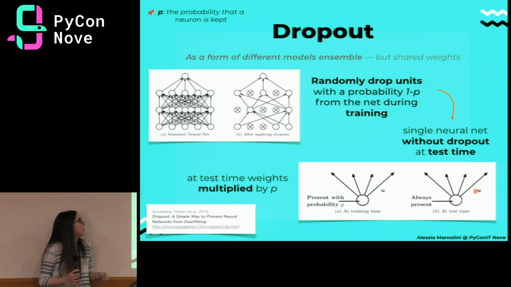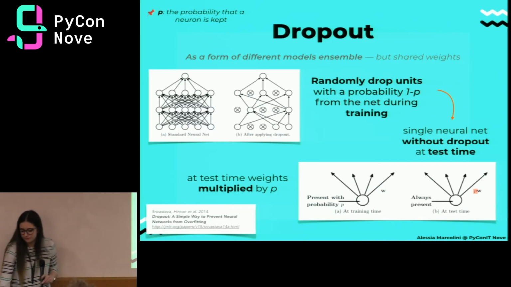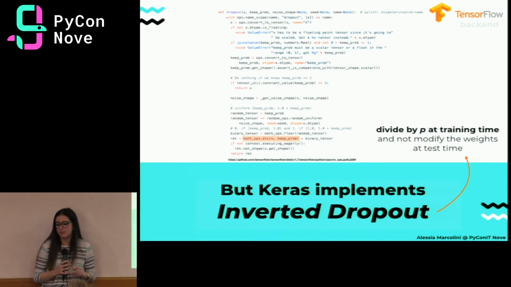So you can think of dropout as a form of model ensembling. Since test time performance is so critical, in practice, Keras implements what is called inverted dropout. Here you basically divide the weights of some random units by P at training time and don't modify the weights at test time. It is shown to be another way to achieve the same performance as dropout.